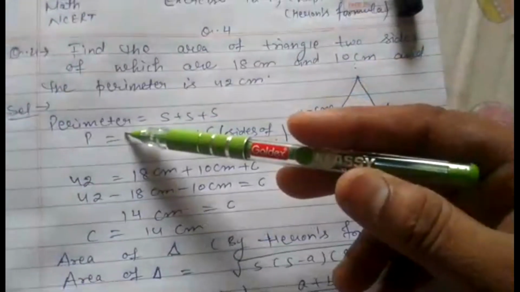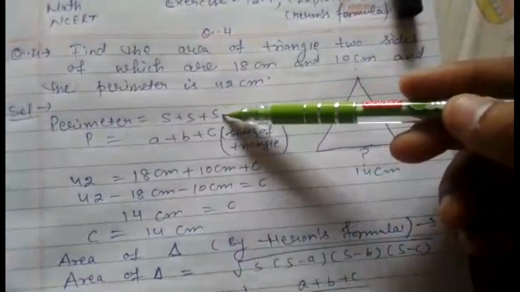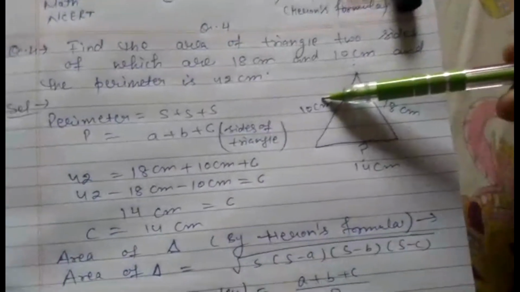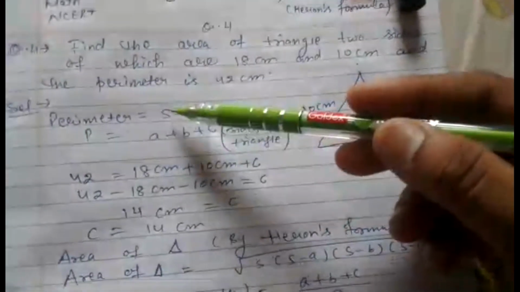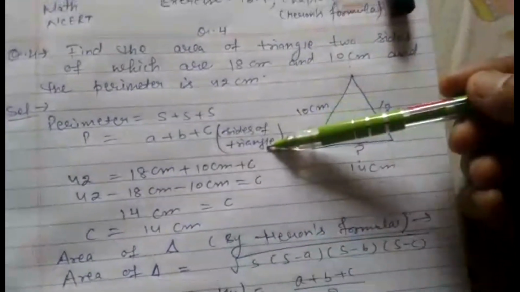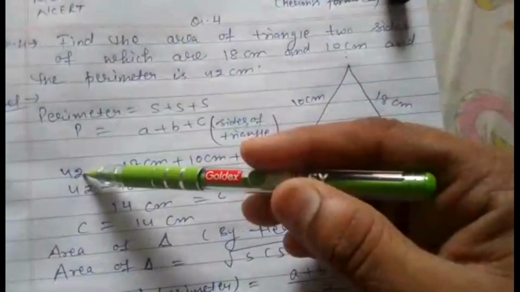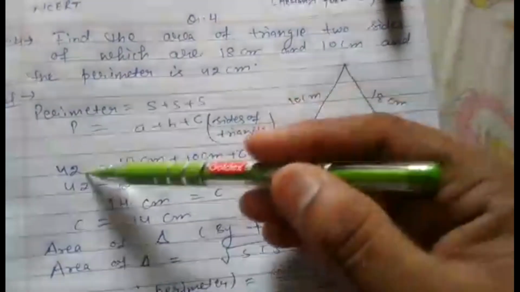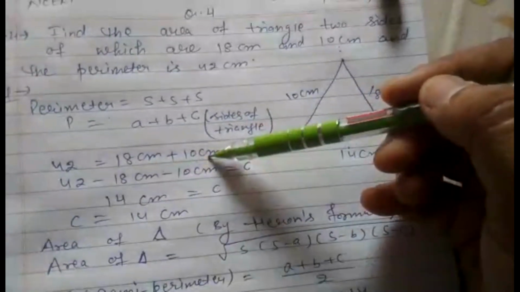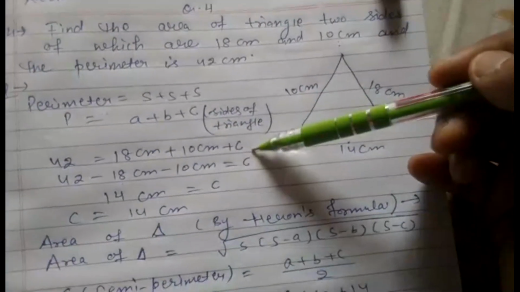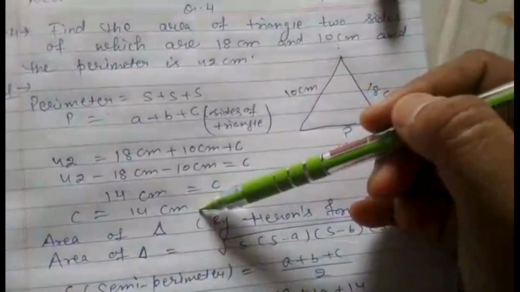Now the perimeter, we know that perimeter is side plus side plus side. The perimeter of a triangle is the addition of three sides, so here it will be a plus b plus c. The perimeter is given as 42, so we keep it equal to the given perimeter. One side is 18 centimeter, another is 10 centimeter, plus c. So the c value we find here is 14 centimeter.